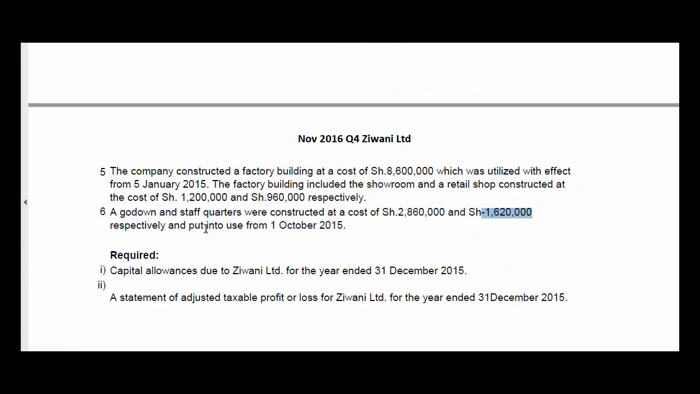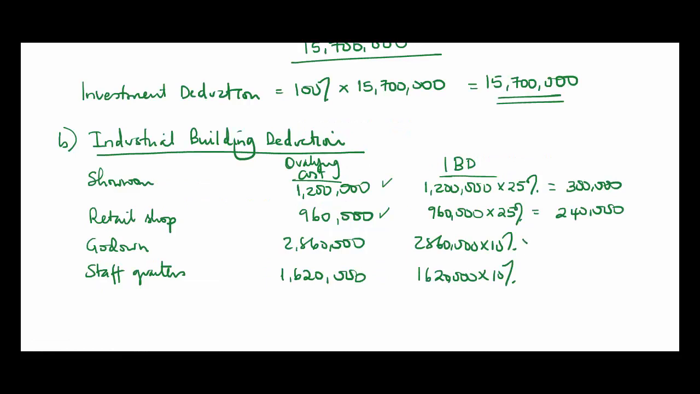Note number 6 says what? It says that they were put into use from 1st October 2015. So if our year end is December and we've started using them in October, it means we have October, November, December, 3 months. So we have to factor in times 3 over 12. So what does that give us? This gives us 71,500. This gives us 40,500. So when we add these up, we get 652,000. That is our industrial building deduction.